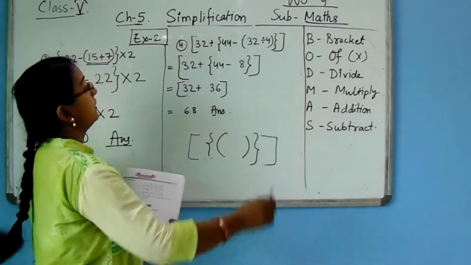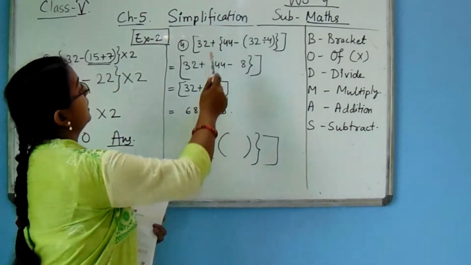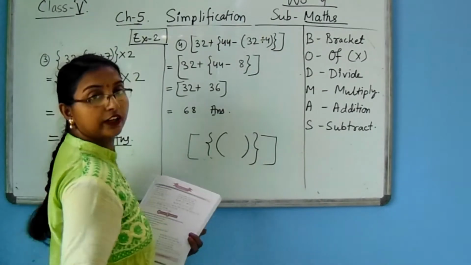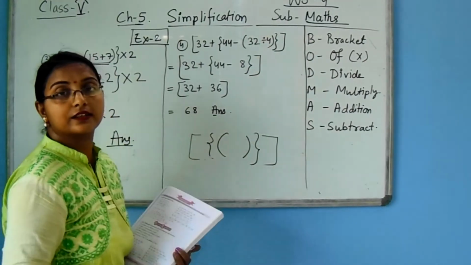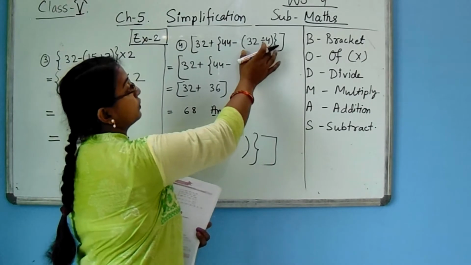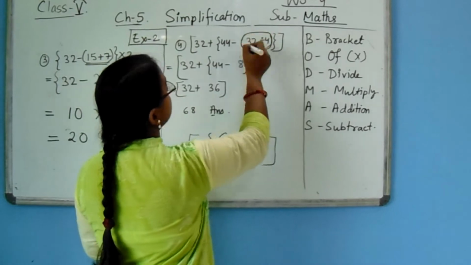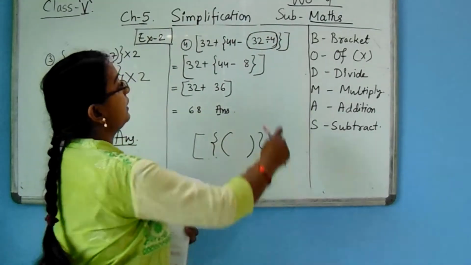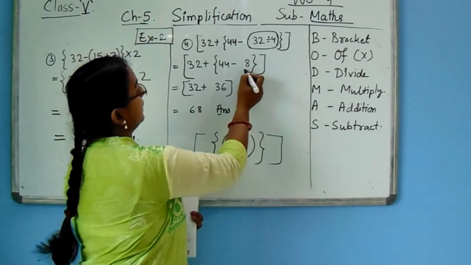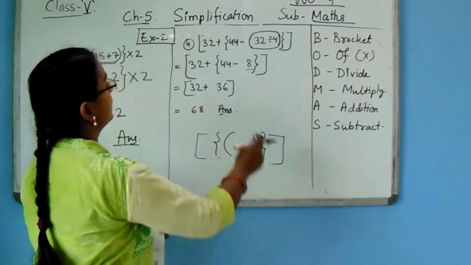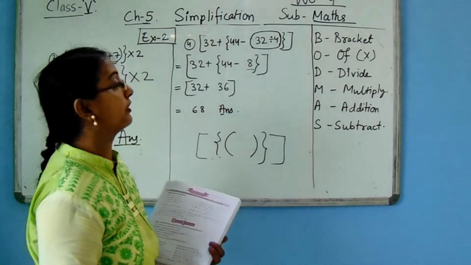In a similar manner, if you take question number 4 from your book, the big bracket is given here, the middle bracket is also given, and the small bracket. In this sum, at first we will do the process of the small bracket. In the small bracket it is given as 32 divided by 4. That means we will do the division process here. It will give the answer 8. Now the small bracket is done and is not covered here.